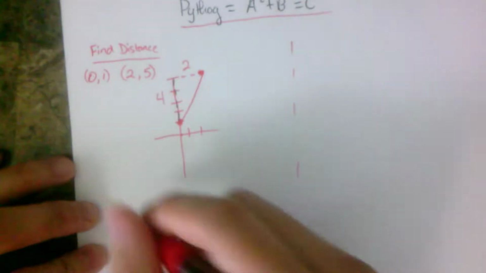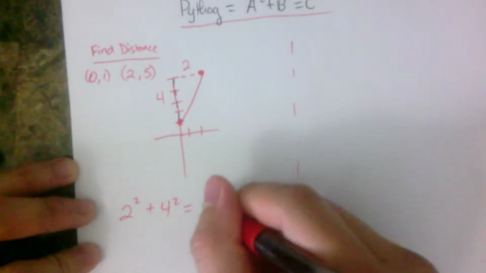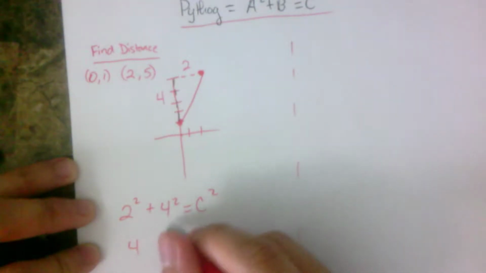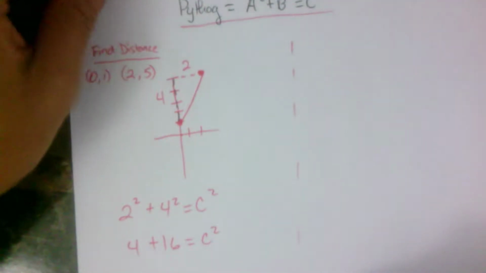So let's find out what that is. So a squared, 2 squared, plus b squared, 4 squared, equals c squared. And then 2 squared is 4, 4 squared is 16, and then equals c squared. We'll just continue to finish this out.